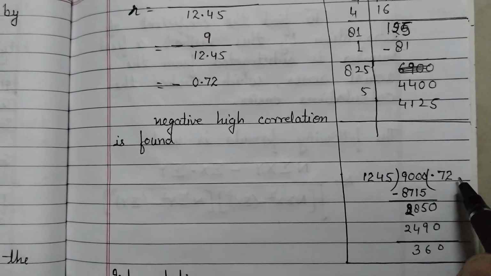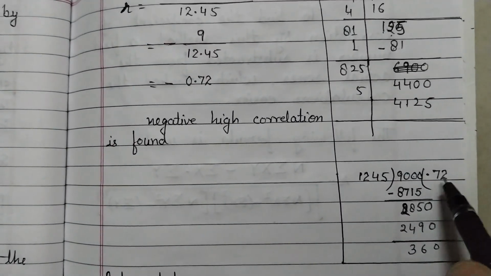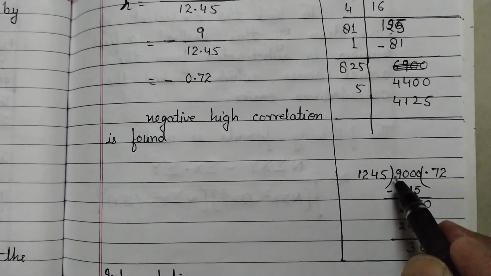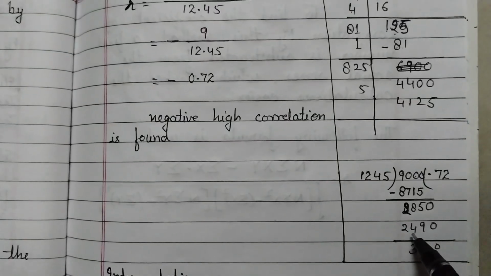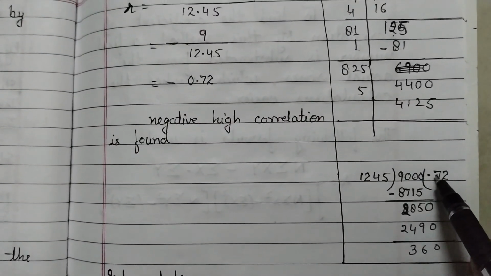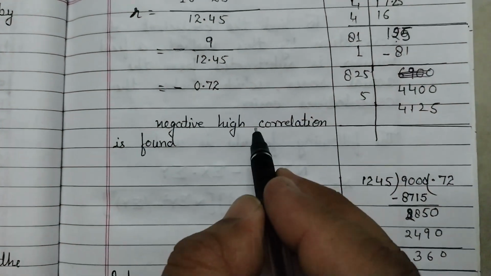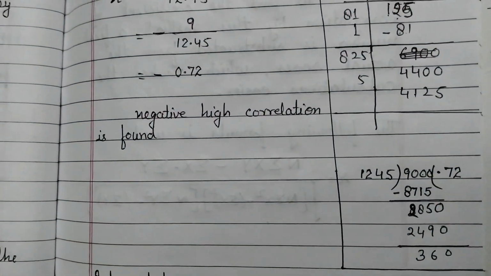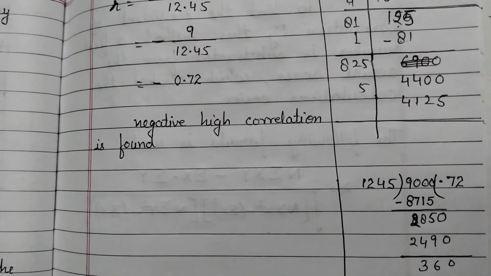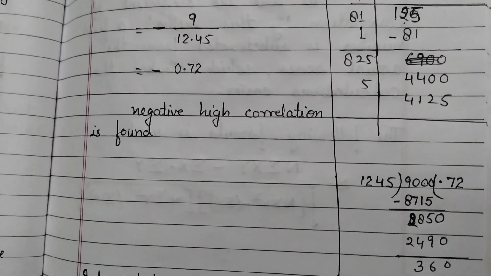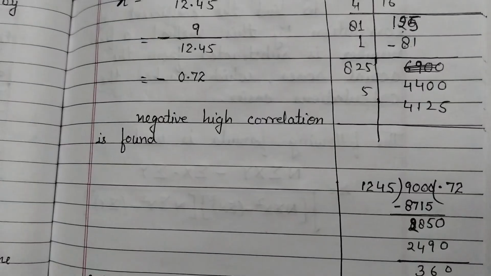Now check how many times it goes. So 1 2 4 5, approximately 2 times goes. So 2 5s are 10, carry 1, 2 4s are 8, plus 1 is 9, 2 2s are 4, and 2 1s are 2. So 2 4 9 0. So the value is found to be minus 0.72, with negative sign. So negative high correlation is found in this way. So this is the third or fourth example. In each case I have selected the same data and the result is found to be the same, that is minus 0.72, that is negative high correlation.